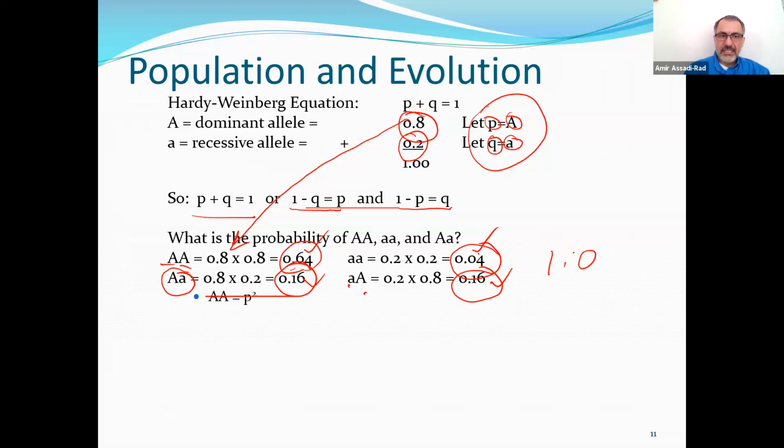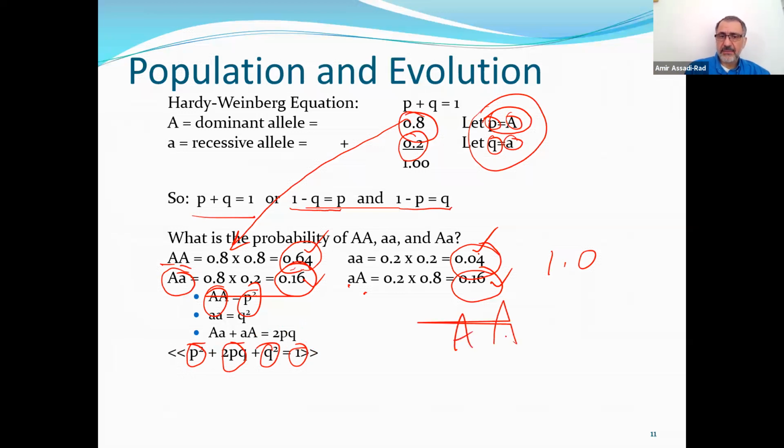So, can I say AA is equal to p squared? Remember, I gave them the notations of p. And then small a small a is q squared, and capital A small a plus small a capital A is equal to 2pq. And then you put all of this together, p squared plus 2pq plus q squared equals 1. If you go through this process, you will see that it is true.